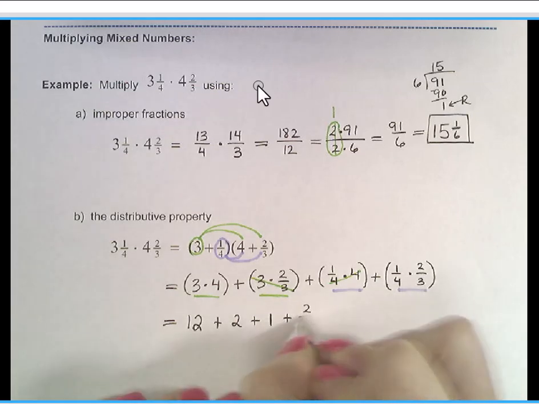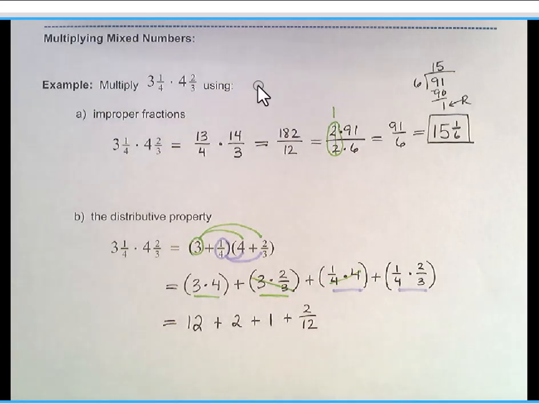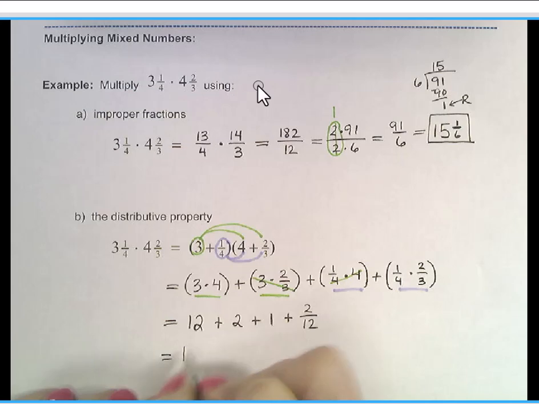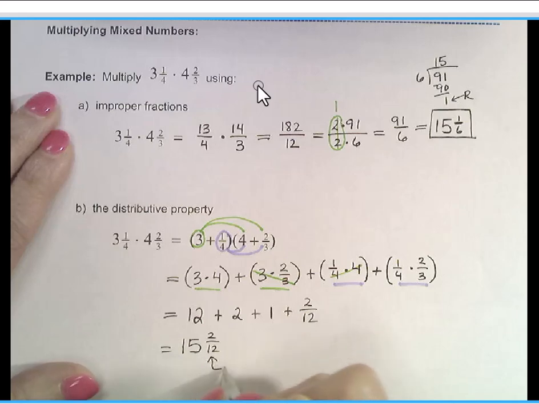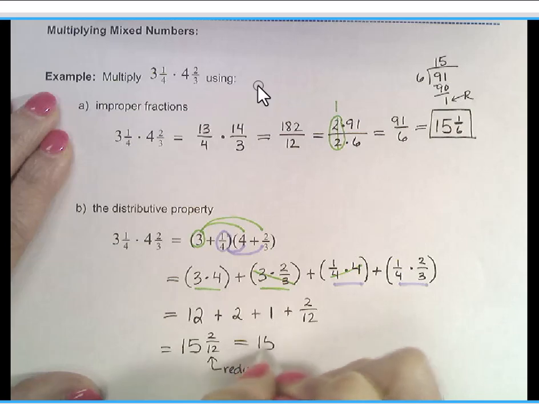So that's going to be 2/12. So add up what you have: 12, 13, 14, 15, and 2/12. The only kicker is you need to make sure that you reduce this guy. That little fraction should be reduced. So it would be 15 and 1/6.